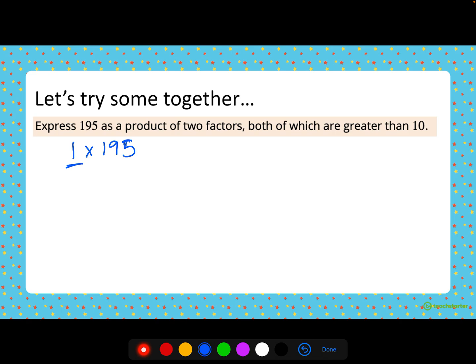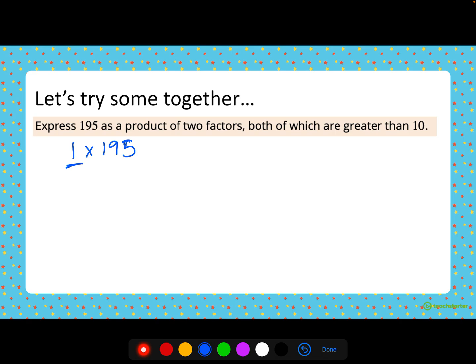So I would start at 10 and say, does 10 go into 195? No, it doesn't. Does 11? In this part, when you're getting to these really big numbers, it's okay if you use your calculator, but remember that you won't have a calculator for your exam, but we won't have numbers this big on your exam.